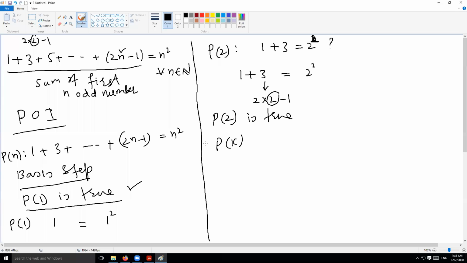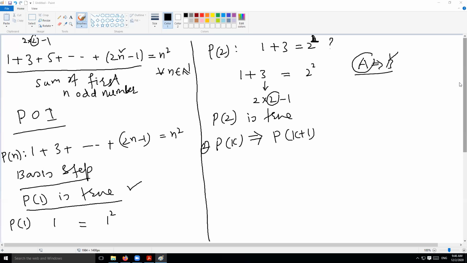So the next step is the second step, which is to prove that P of k implies P of k plus 1. And you have to remember what the meaning of A implies B is. The meaning of A implies B is that you assume A and prove B. So if A, then B.